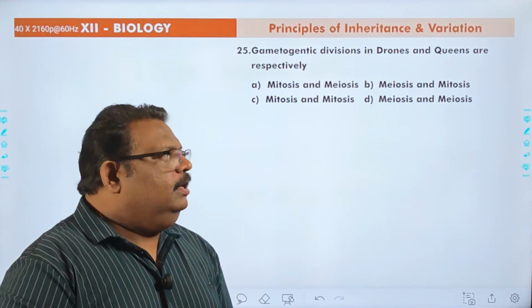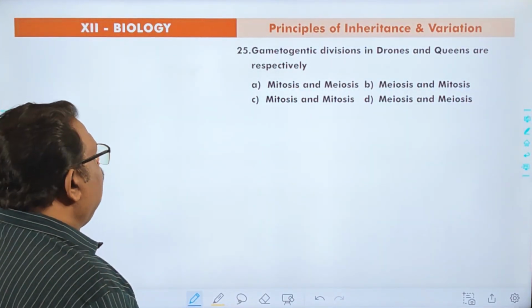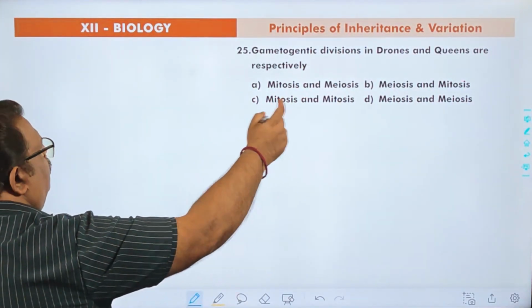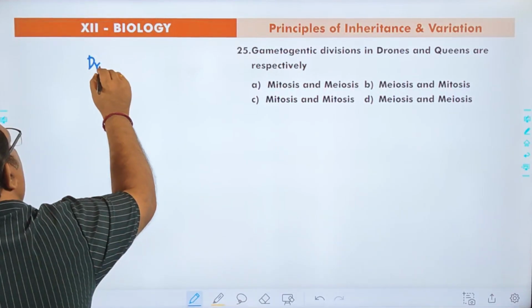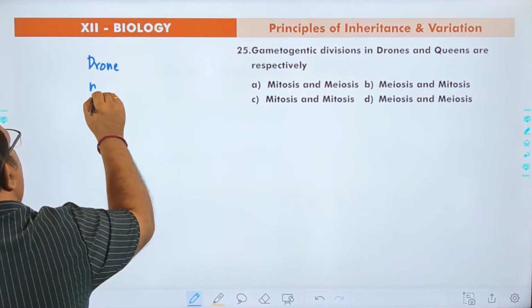The next one is regarding the sex determination in honeybee. The gametogenetic divisions in drones and queens. Drone is a haploid male.